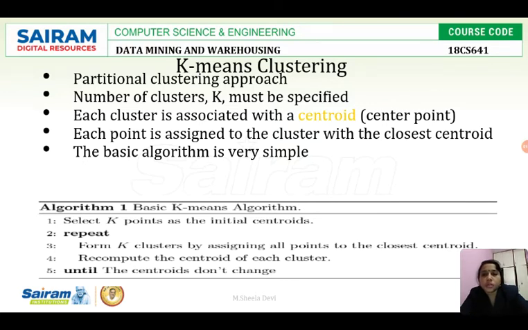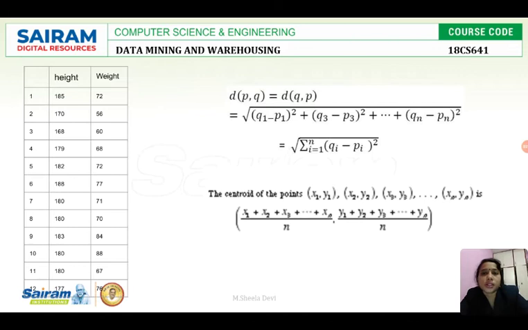So the algorithm is seen here. Select k points as the initial centroids. First we have to select two initial centroids. Then repeat steps 3 and 4: form k clusters by assigning all points to the closest centroid, and recompute the centroid of each cluster, until the centroids don't change. We will see an example, then you can understand.